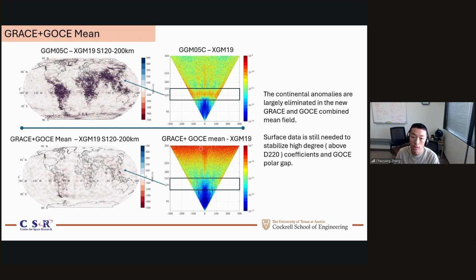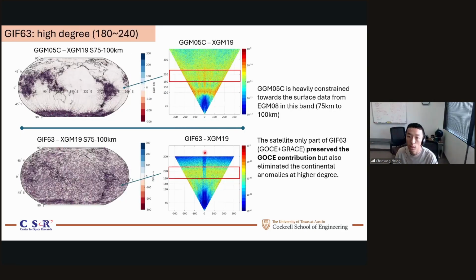But as you can see from the triangular plot at very high degree, especially above 220, the GRACE-GOCE combined mean still needs some surface data to stabilize it. Also the near-zonal terms above degree 180, where we have the GOCE polar gap, also need some surface data. So we brought in XGM2019 to stabilize the very high degrees.